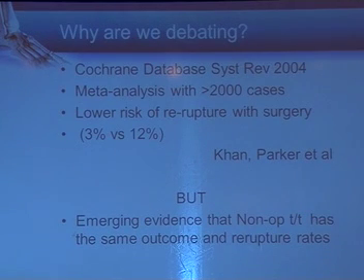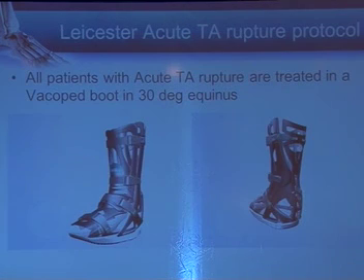And why are we debating? The reason we're debating is that in 2004, through that Cochrane review, we learned that the re-rupture rate with the non-operative arm was almost 4 times as high, as you can see in those figures. But there is emerging evidence that in the last few years, non-operative treatment has the same outcome and re-rupture rates. So that's why we're debating.